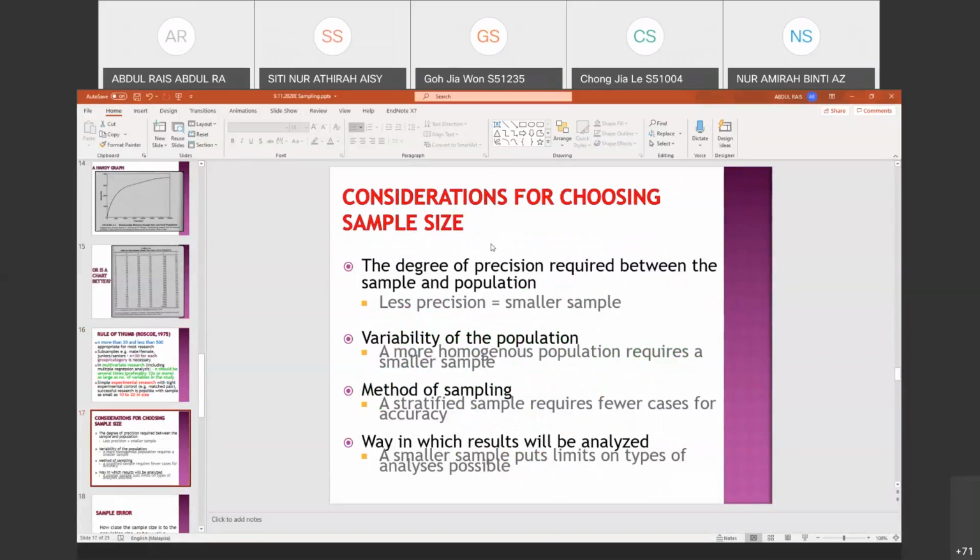Okay, these are some of the considerations you need to think about when choosing sample size. First is the degree of precision required between the sample and population. You will have less precision if you choose a small sample. Number two is the variability of the population. A more homogeneous population may require a small sample. Method of sampling: stratified sampling requires fewer cases for accuracy. And number four, the ways in which the results will be analyzed.